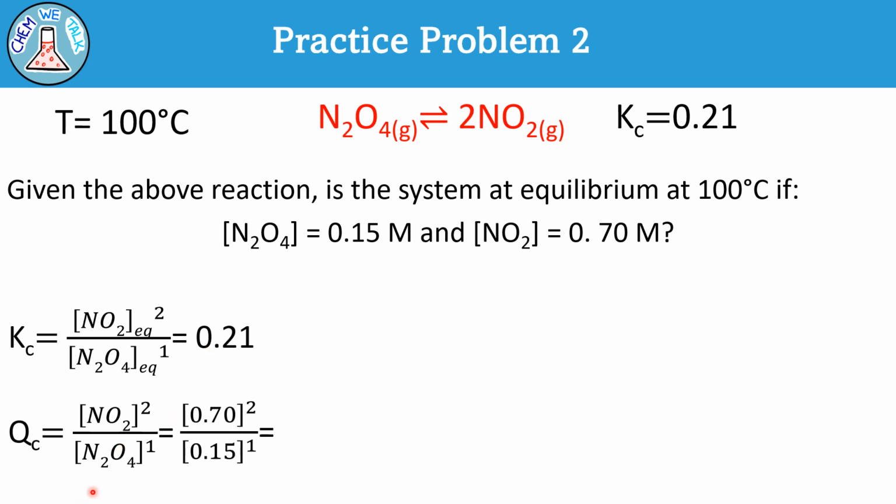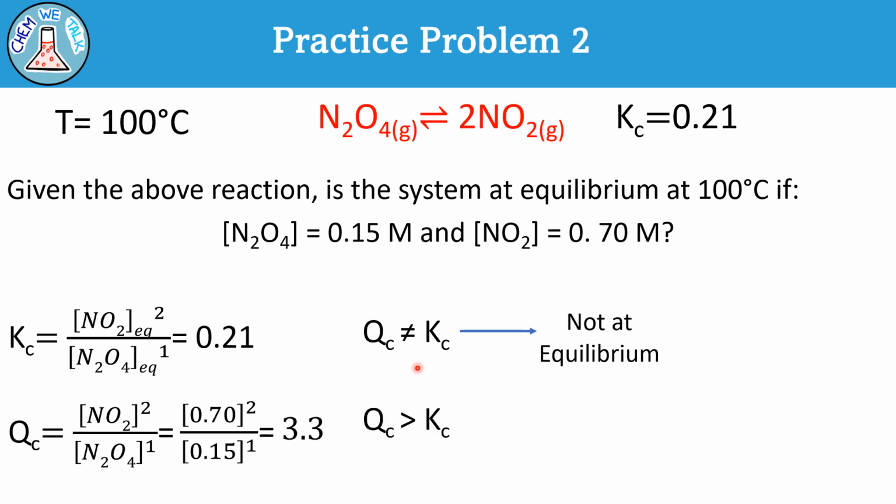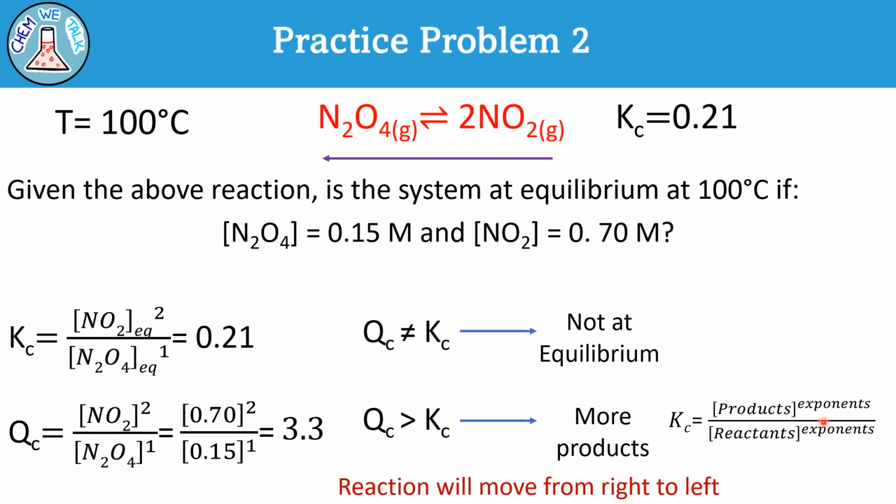So we need to plug those numbers into the equation to see if we can get the same value. So I plug in here, NO2 is 0.7. So don't forget the square, and then we have 0.15. And we get this number here. And once we compare those two, we can see right away that those are different, which means that we are not at equilibrium. But more than that, we can see that QC is greater than KC, right? And once we look at the equation products over reactants, if QC is greater, that means that you have more products than you should have, right? So the reaction needs to go from right to left to consume some of those products and produce more reactant.